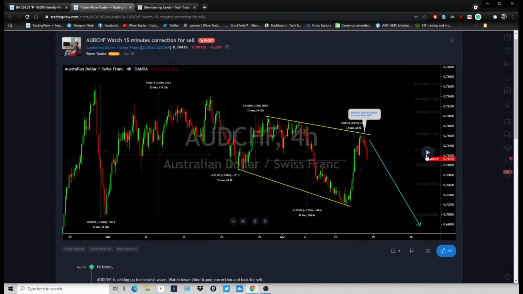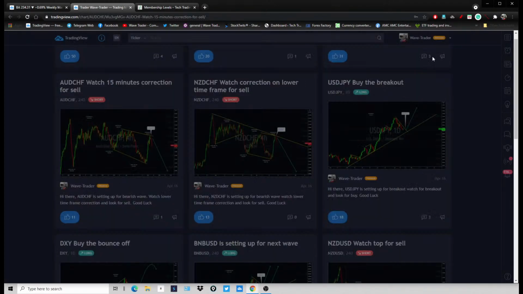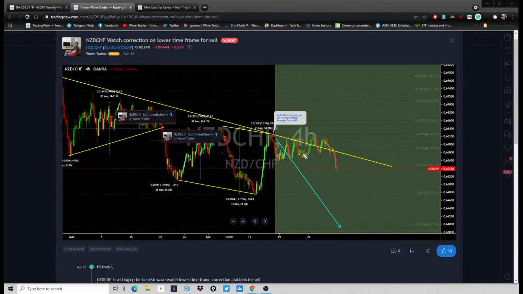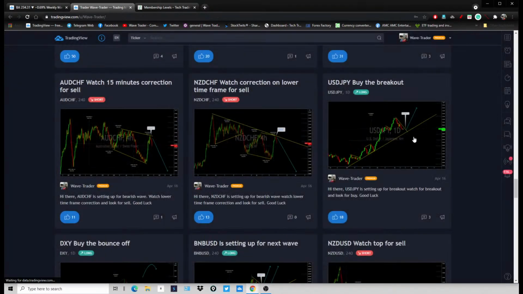Aussie Chief went lower nicely and still heading down. Okay, Kiwi Chief went lower. All right, last week we were looking for that flat to break down, break in, heading lower. Okay, we're gonna look at the update.